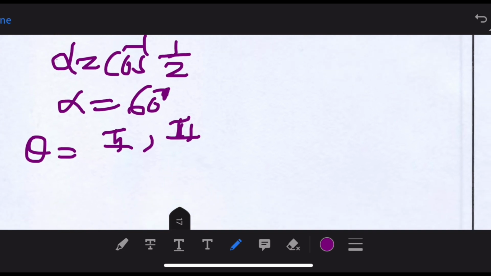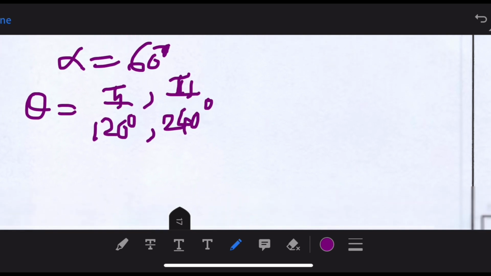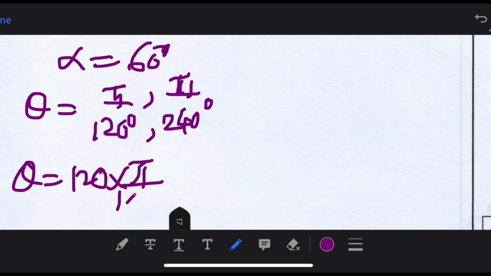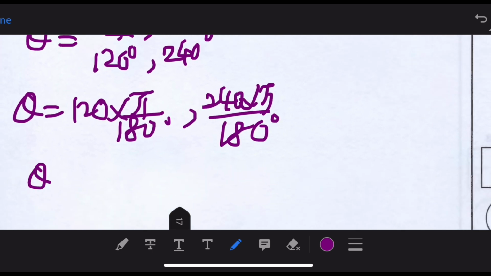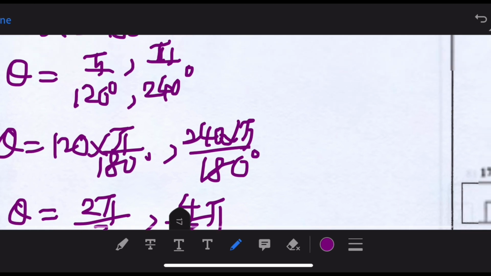So for the second is 120, right? And then for the third is 240. So finally your answer you need to convert to pi form according to the instruction of the question. So we'll take 120 times pi over 180 and 240 times pi over 180 degree. Alright, so these are the answers in radian, 2 pi over 3, another one is 4 pi over 3.